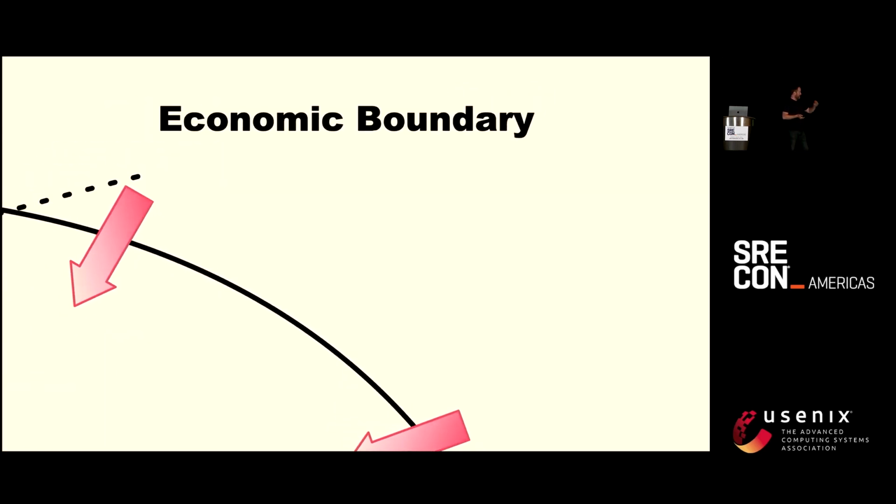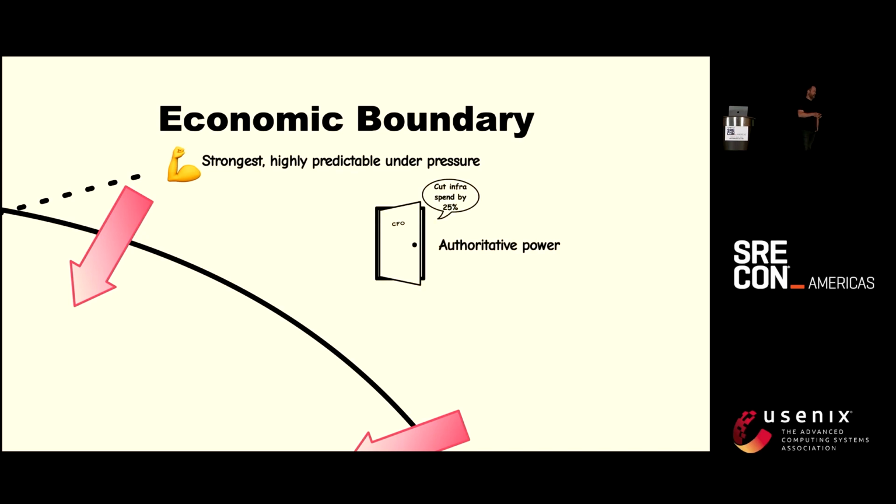Okay, so let's look at the economic boundary. It's the strongest boundary in relation to what we do. It's highly predictable under pressure, and it's very easy to see because it's literally your company's bottom line. It's the amount of money your company makes versus how much it costs to run its business. And it has a huge amount of top-down power. Your C-suite, the leaders of your organization, are mostly in a role to protect your company from ever crossing that line. To do that, they are empowered to be pretty ruthless in how they protect it.